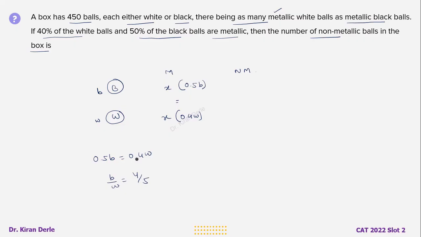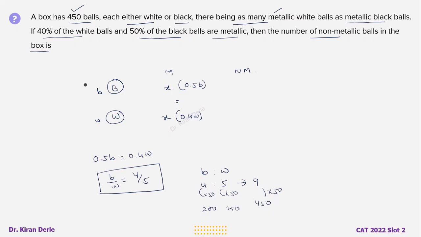That's it. We got the ratio of the number of black balls to the number of white balls, and we know that there are 450 balls in total. Let us divide 450 balls in this ratio. Black to white is 4 to 5, so total parts are 9. 450 divided by 9 is 50, so we have 200 black balls and 250 white balls.